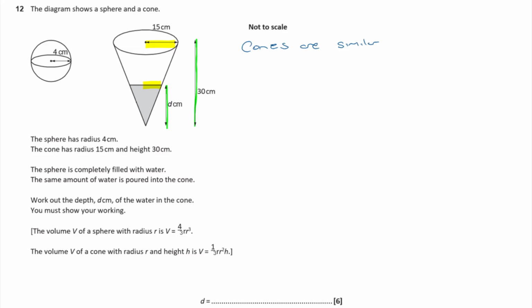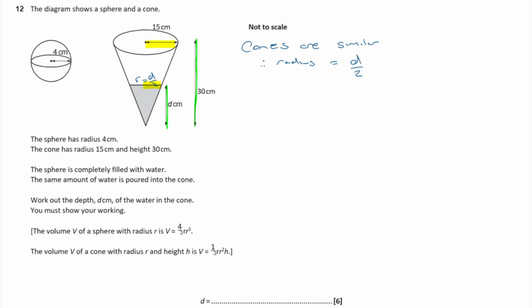So that means that the radius of the small cone is going to be, well, because the radius of the big cone is half the height of the big cone, then the radius of the small cone is going to be half the height of the small cone. It's going to be d over 2. So the radius of the small cone is d over 2. That's my r value there.